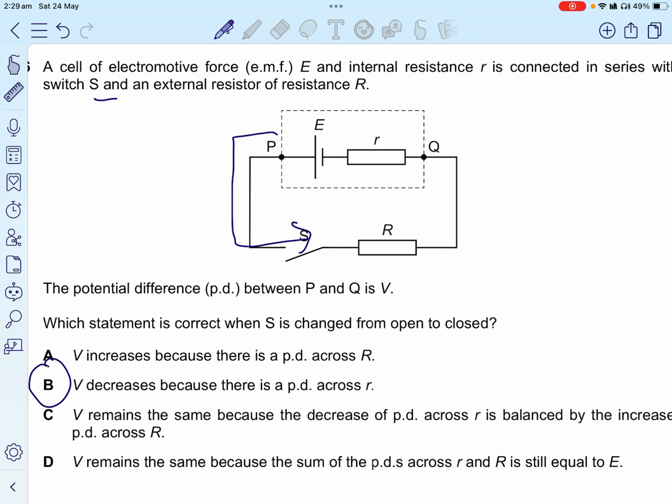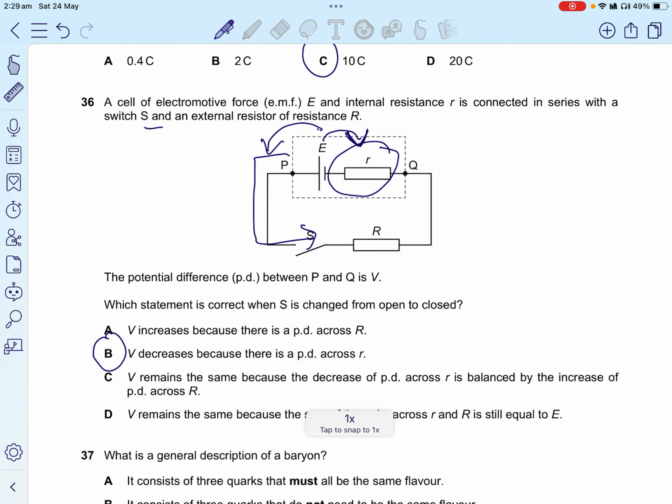When you close the switch, there is a current in the circuit, so that means there is potential difference across this resistor. So some of the EMF will be used to deal with this internal resistor. Therefore, the potential difference between P and Q, or the terminal potential difference, decreases. So V decreases because there is a PD across R.